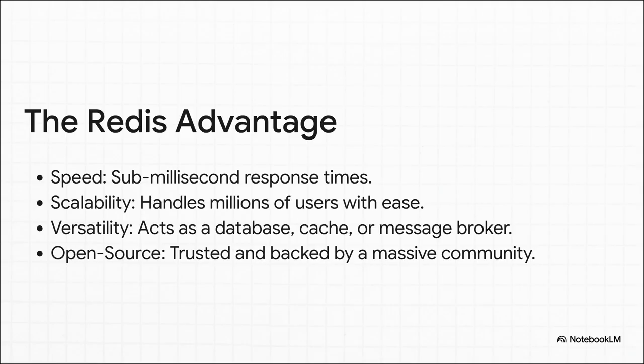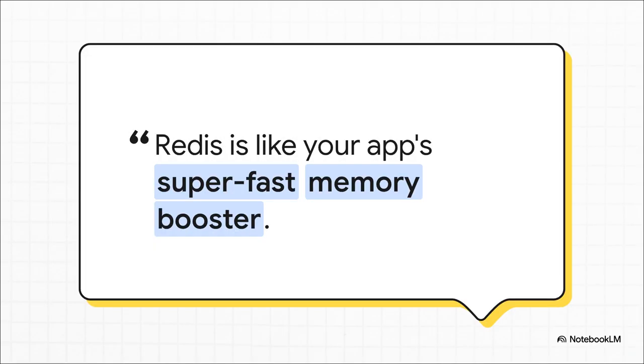Third, it's just so versatile. It can be your database, your cache, your message broker. It wears a lot of hats. And finally, it's open source. And that means it's trusted, it's been battle tested, and it's constantly being improved by a huge community of developers all over the world. Look, if you're going to remember just one thing from all this, let it be this right here. At its heart, Redis is basically a super fast memory booster for your app. It's the secret ingredient for any system that absolutely has to be real-time and high performance.